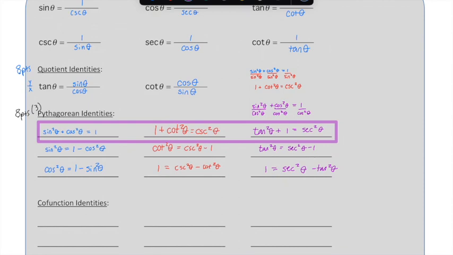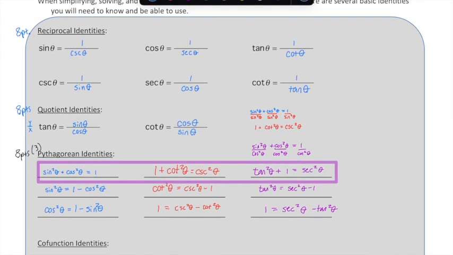These ones down here below the cofunction and the even and odd identities, we don't really use these as often. I think we use them a little bit today, and then maybe once or twice throughout the rest of the unit, but not as much. So these are the main ones. These are the most important ones that you guys have right here.